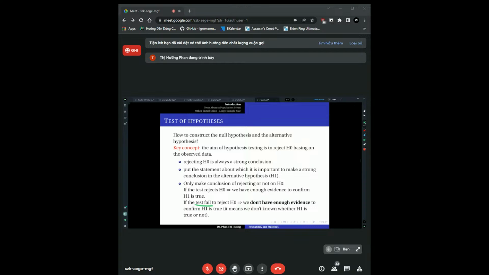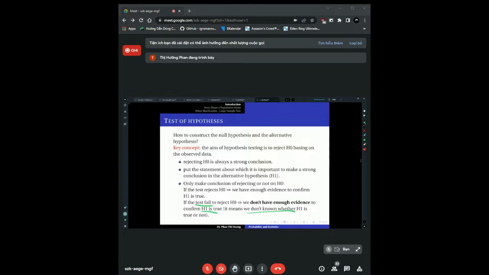We didn't do it. So at the end, if we fail to reject H0, we just confirm that we don't have enough evidence to confirm that H1 is true. If someone said that failing to reject H0 means you confirm that H1 is wrong, that is totally wrong, theoretically wrong. Okay? Remember that we don't have enough evidence to confirm H1 is true, which implies that we really don't know whether H1 is true or not.